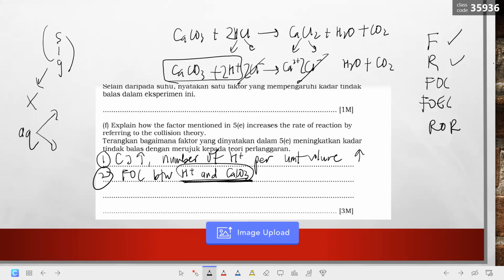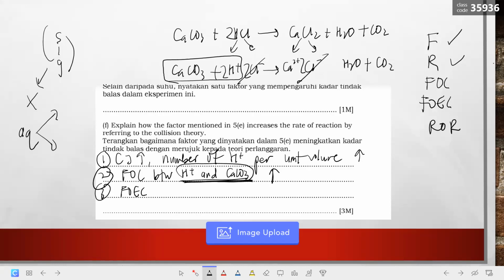Bobby, do you get it now? Yes, Sir. Got it. So this question, if another question comes out, you can also use the same method to get the answer. Okay, Kisha, carry on. Frequency of collision between hydrogen ions and calcium carbonate. And then frequency of effective collision. You must have the word increases here first.